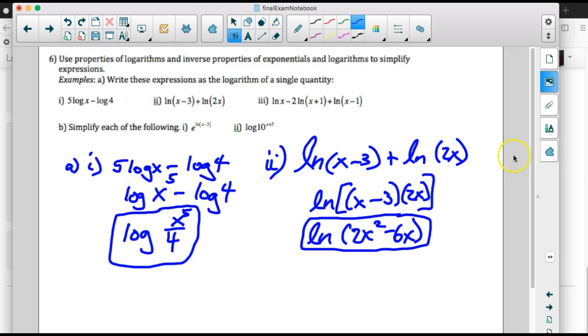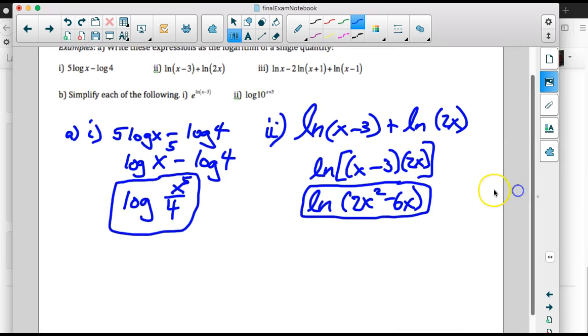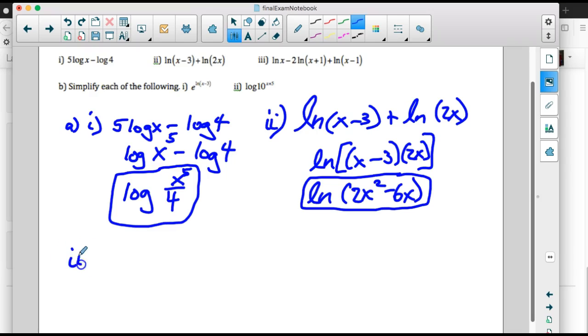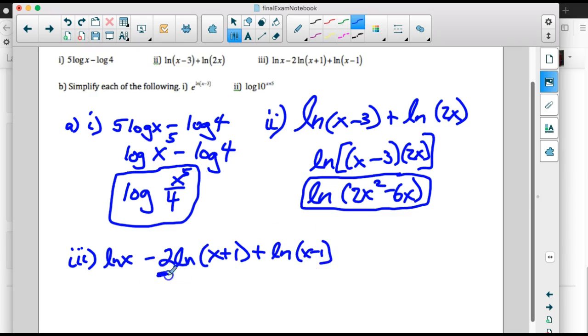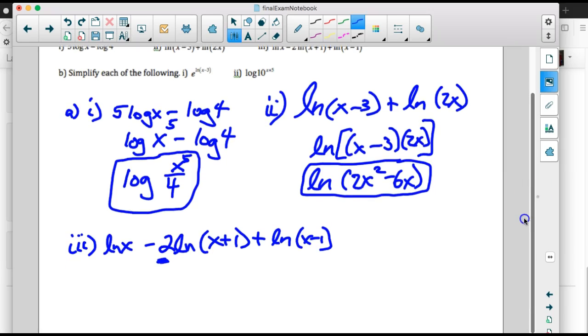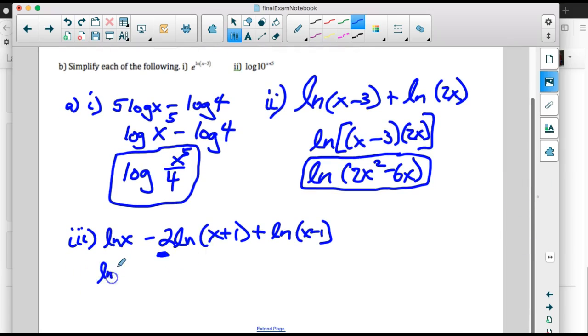And the third problem combines all of these things together. So we have ln of x minus 2 ln of x plus 1 plus ln of x minus 1. So the first step is to move this 2 to the exponent. So we'd write ln of x minus ln of x plus 1 squared plus ln of x minus 1.